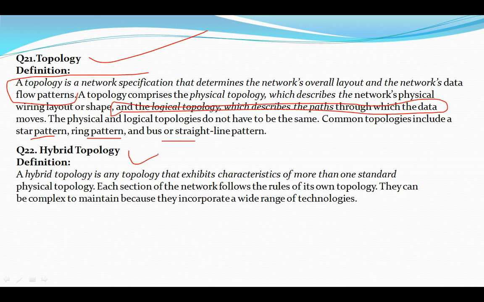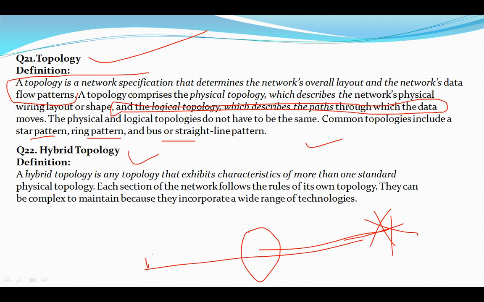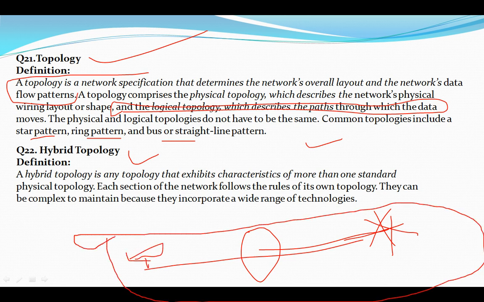So guys, we have one more very important question here. What do you mean by hybrid topology? A hybrid topology is a topology that exhibits characteristics of more than one standard physical topology. If we have a physical topology like ring topology, star topology, or bus topology, it will be a combination of two topologies. One side it could be my star topology, and one side it could be my bus topology, like this. A combination of two or more topologies is known as hybrid topology.